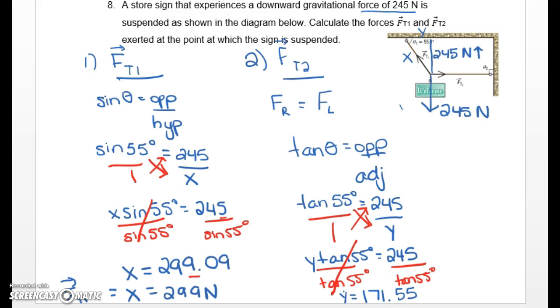We want to make sure we round using sig figs. Looking at this 245 value, we have 3 sig figs. So our answer also needs to have 3 sig figs, meaning our ones position right here is where we need to round. So our actual answer here is 172, and our units here are newtons as we're talking about force. So that is the value for the force of our second wire.